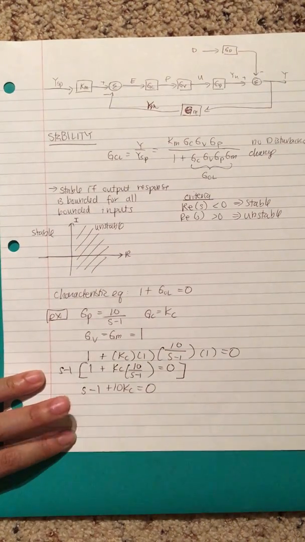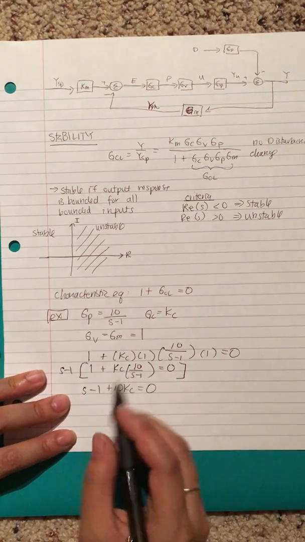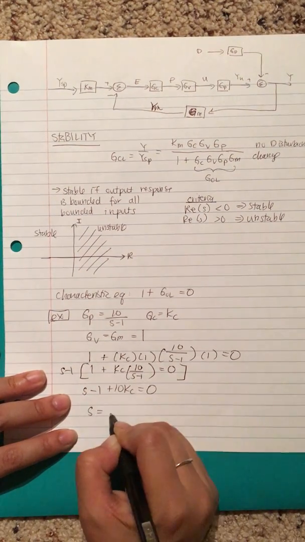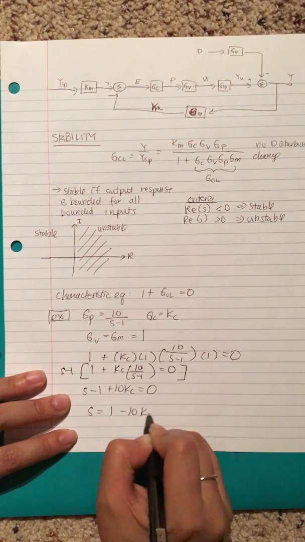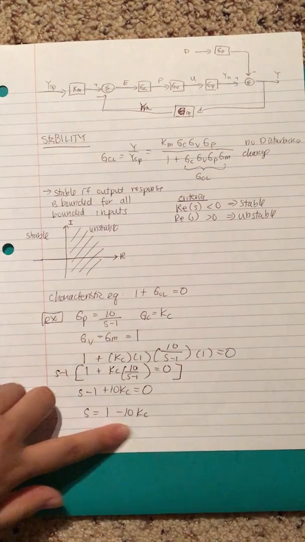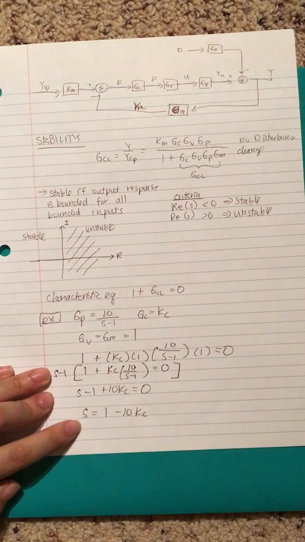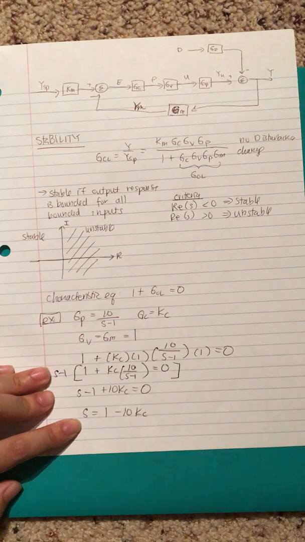Then from here, we want to solve for S. We want to know what S will be, just to determine the stability. So in this case, S equals 1 minus 10 KC. So S right now is all real, so there's no imaginary part, so there's no i, so we can disregard the imaginary stuff.